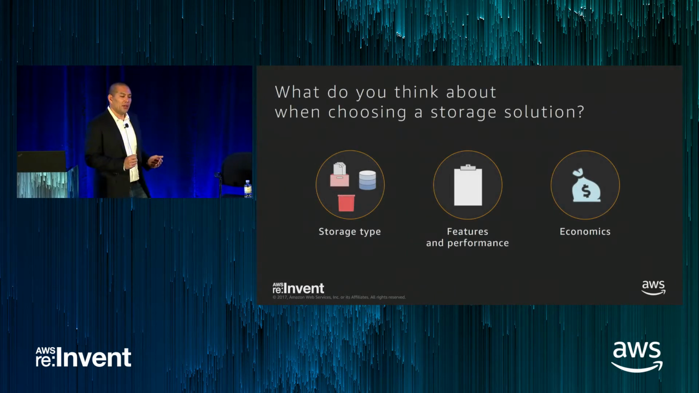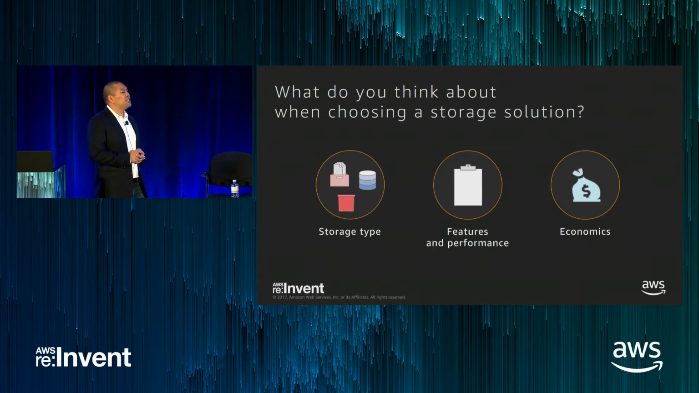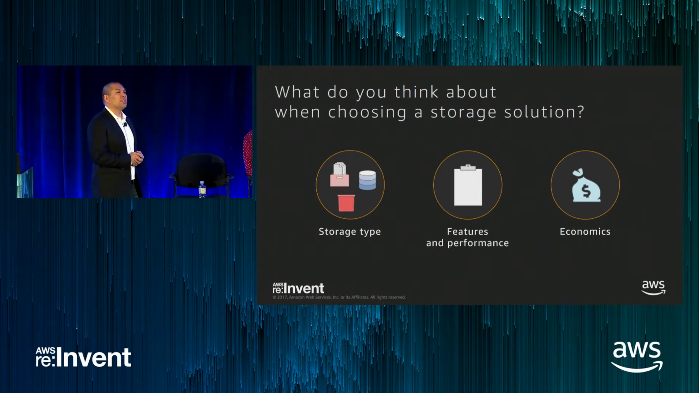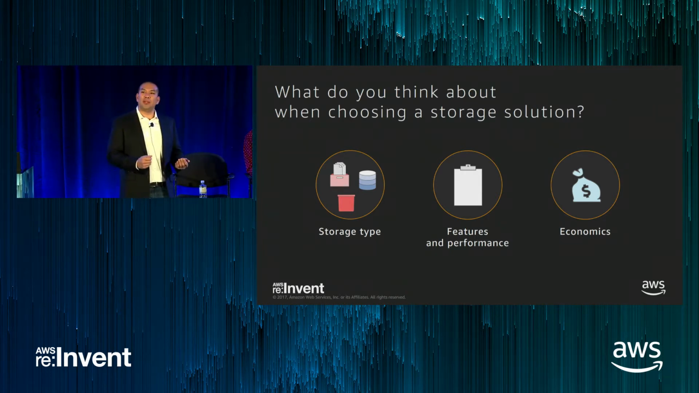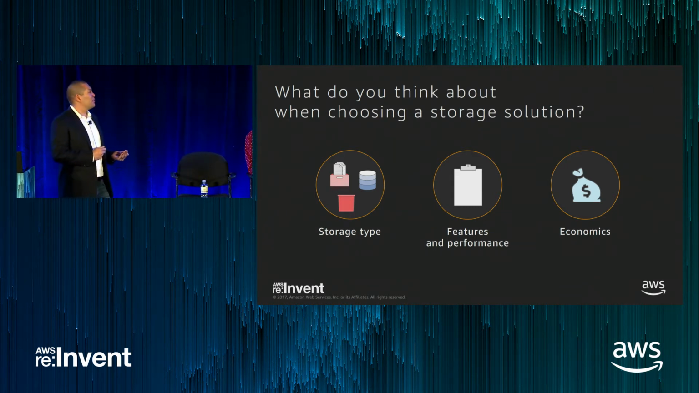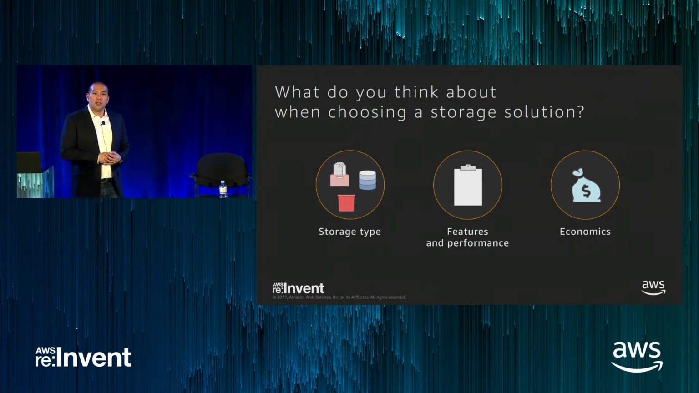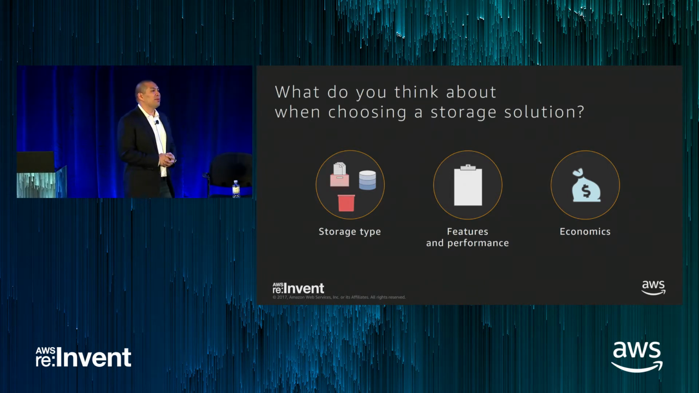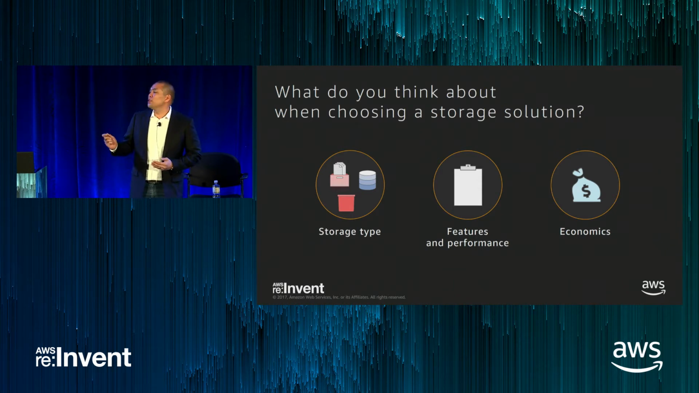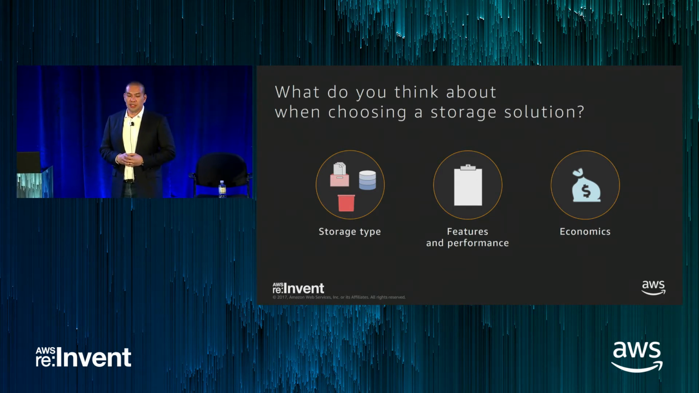So first, what do you think about when choosing a storage solution? Well, there are really three things that you should think about. One, what type of storage makes the most sense for how your application is or will be written? The different storage options have different permission models, different semantics, etc. Also, what are some of the features and performance of the various storage options that you're considering, and how does that meet your needs? And lastly, of course, you want to think about the economics of the various solutions.